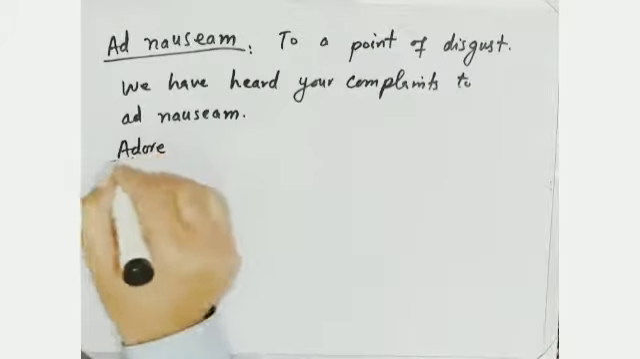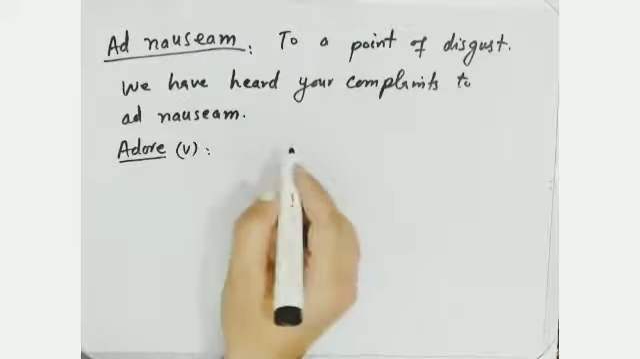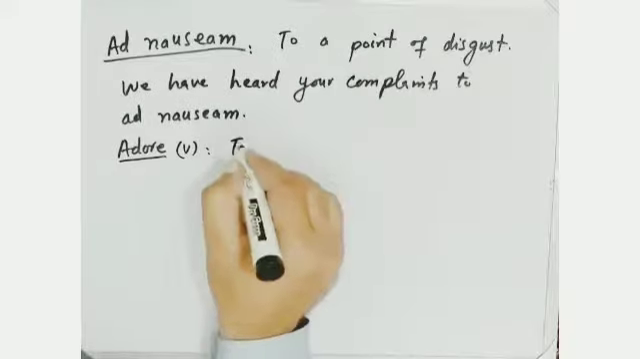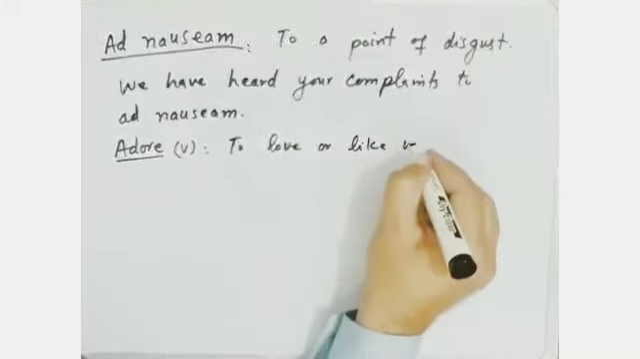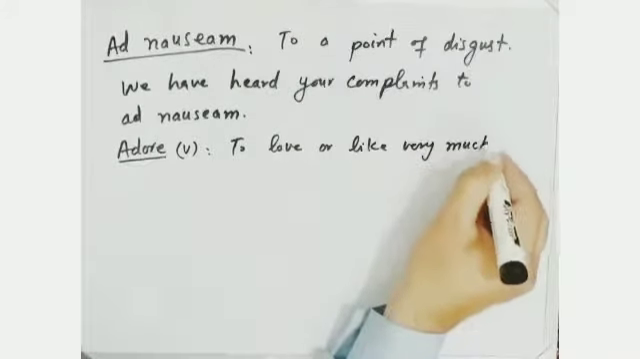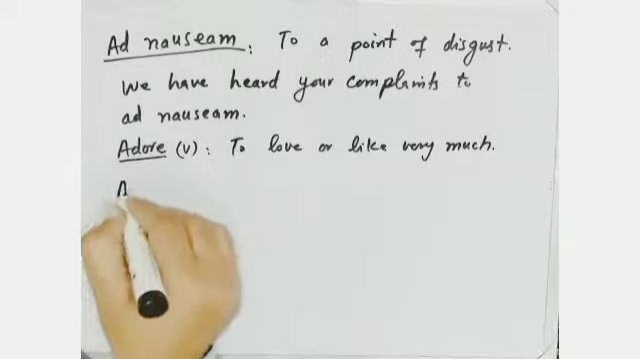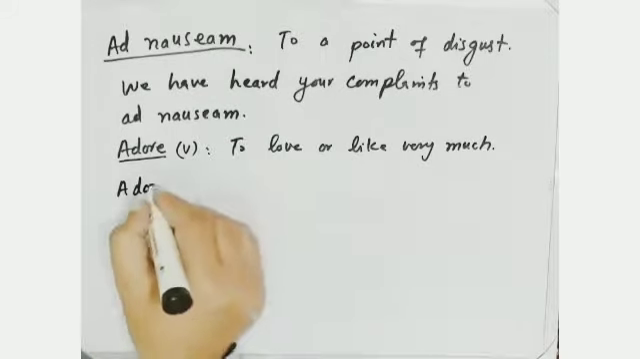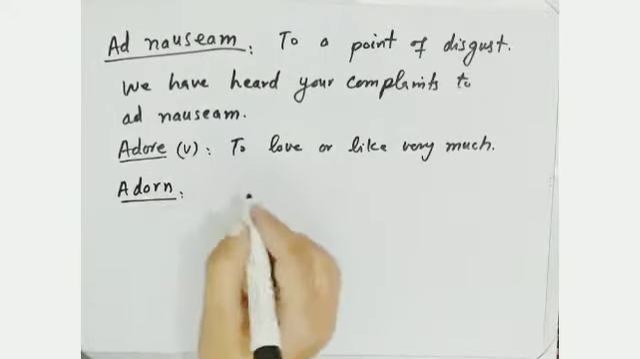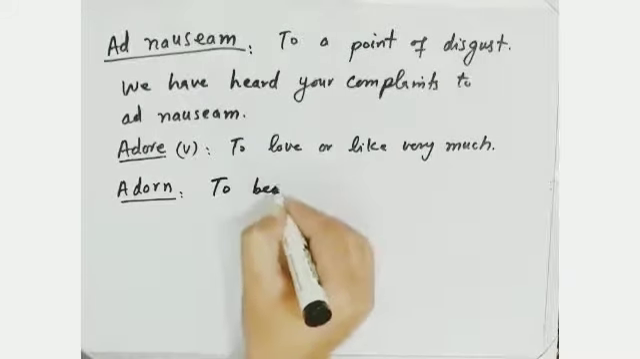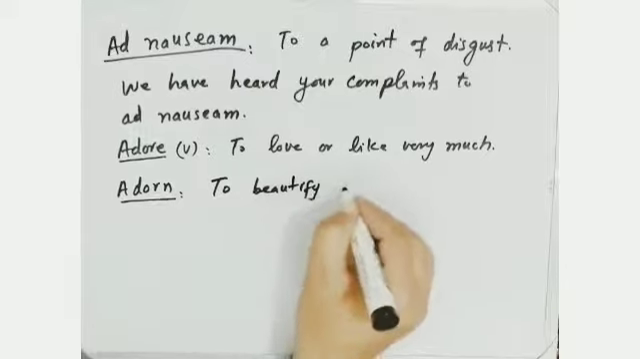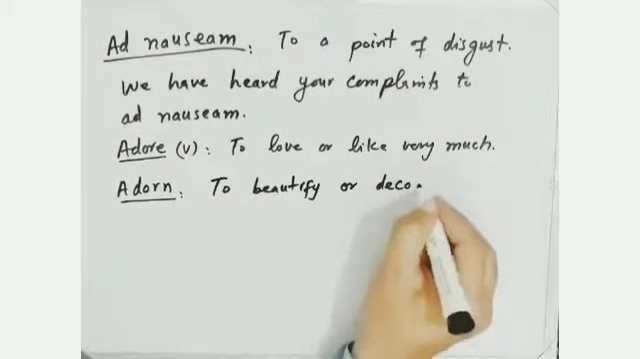The next word is adore, A-D-O-R-E, adore. Adore is a verb which means to love or like very much. And the next one is adorn, A-D-O-R-N. Adorn means to beautify or decorate.